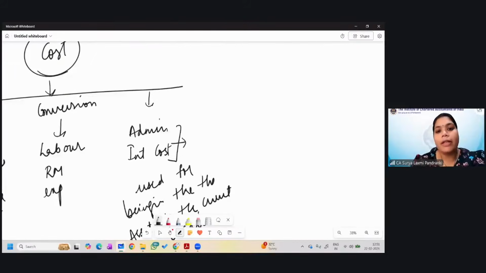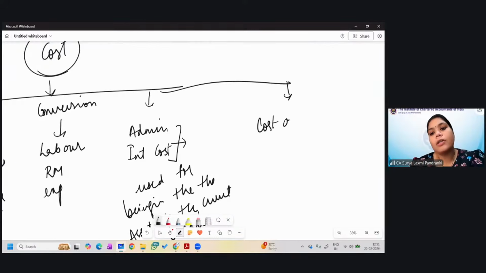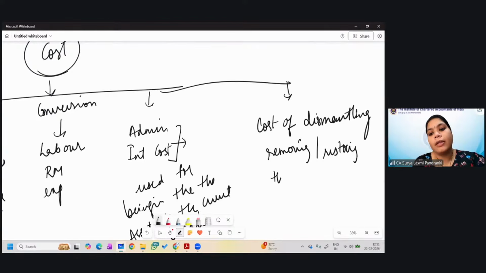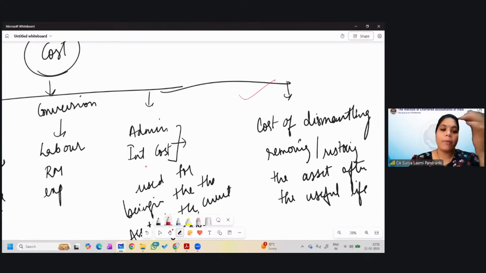And one additional thing I will tell you here, which is again a new thing for you, cost of dismantling. This is one new thing which we didn't discuss there. Cost of dismantling, because it was not part of that, I didn't discuss. Or removing or restoring also. Restoring the asset after the useful life. Now, let us discuss this point. This is something important because others I'm discussing in detail, but this is something which is new to you. What is cost of dismantling or removing?